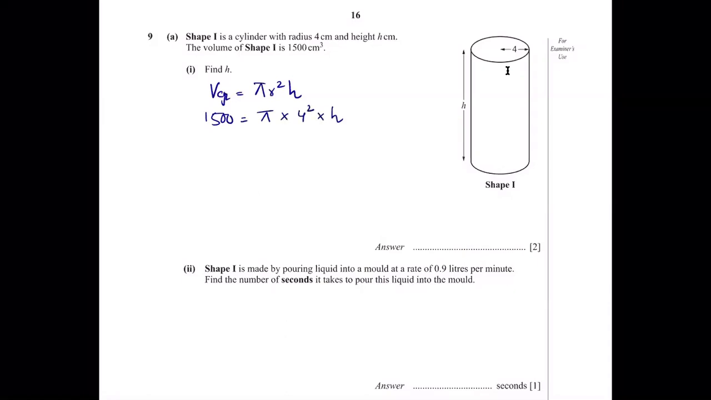Pi r square, do you remember? h. Yeah, pi r square h. Okay, so volume is given to you as 1500. Pi, radius in this case is 4, and this is height. So when you solve this, what is the value of height coming out?